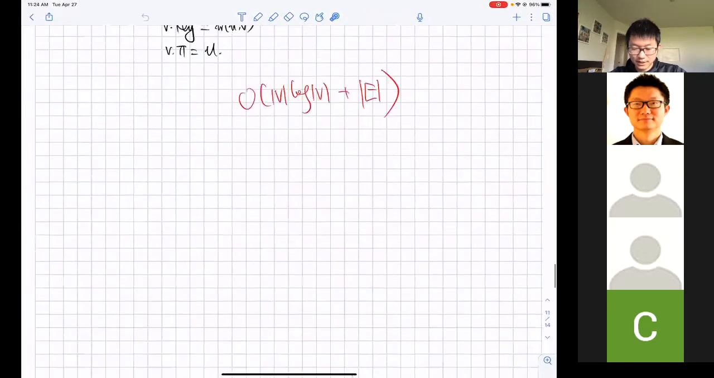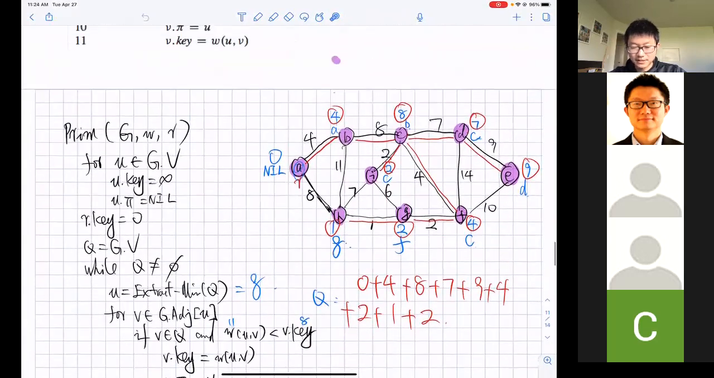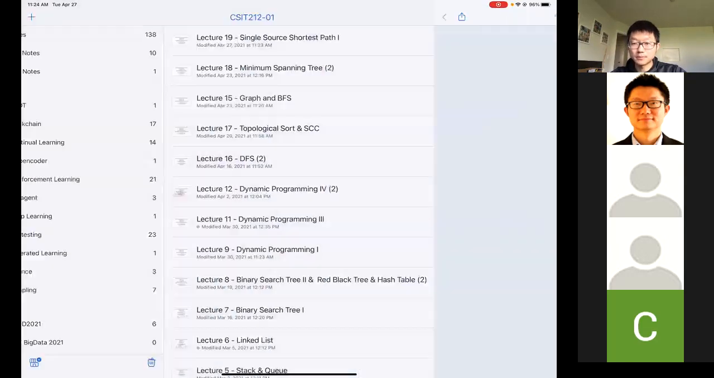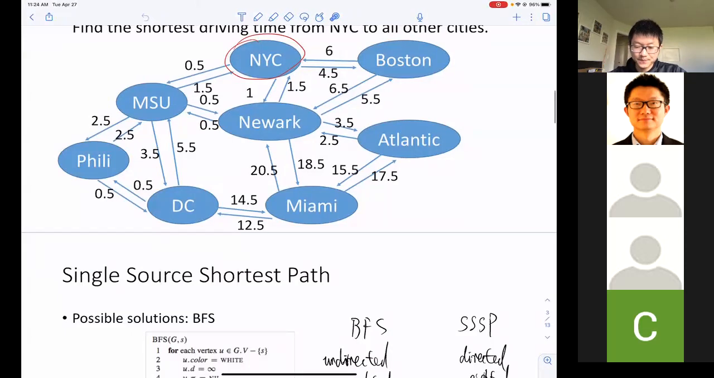I think I spent like 15 minutes to explain the weight in the minimum spanning tree problem. So you can go over that lecture again. Here I'm just going to make it relatively clear.